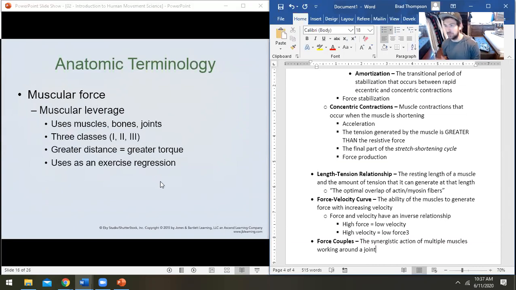Then we got our levers. I'm not going to go through levers because you never get tested on levers. But there are 3 classes: first class levers, second class levers, third class levers. The important thing to know is that the further your resistive force is away from your axis of rotation, the more torque there is.